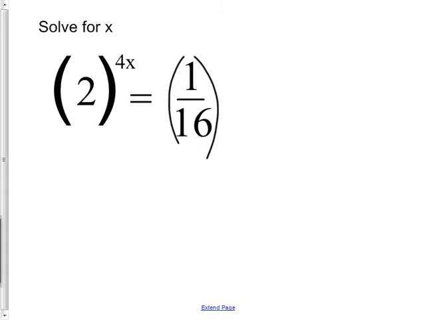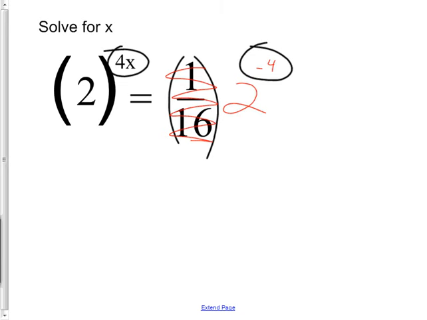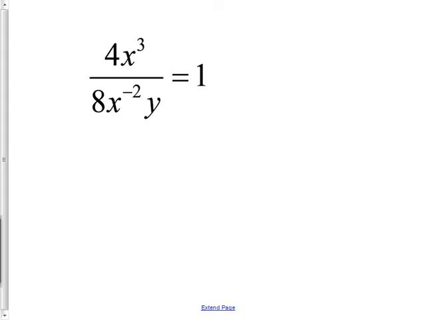Mr. H, front row, tell me what to do. We're going to do 2 to the -4. Perfect. 2 to the -4th. The negative makes it a fraction. The 4th makes it 16. Okay. Now what? And then do 4x equals... Perfect. x equals -1. Raise your hand if you had that one right. Awesome. This one.